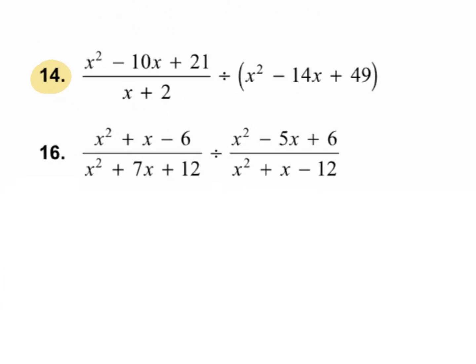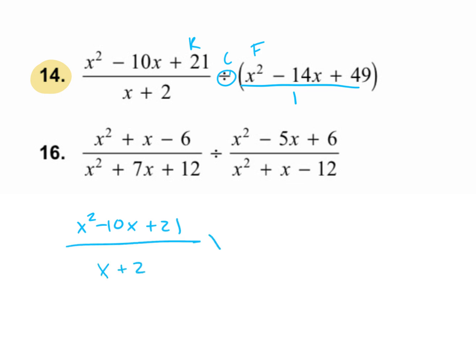14. So what do I do first for 14? We could factor first. I'm just going to keep change flip so we don't forget about that. Because whenever we divide, don't forget to keep change flip. What am I flipping for the second part of this? You put it over 1, so then we flip that. So I have x squared minus 10x plus 21 over x plus 2 times, because we changed to multiplication and flip our second fraction, 1 over x squared minus 14x plus 49.